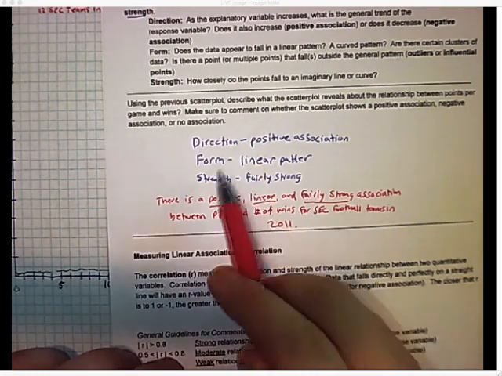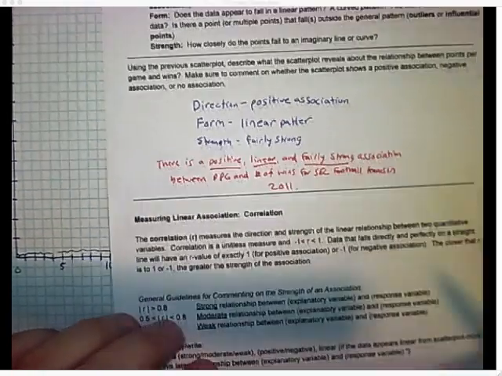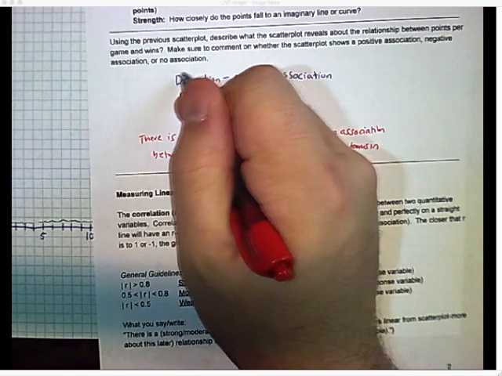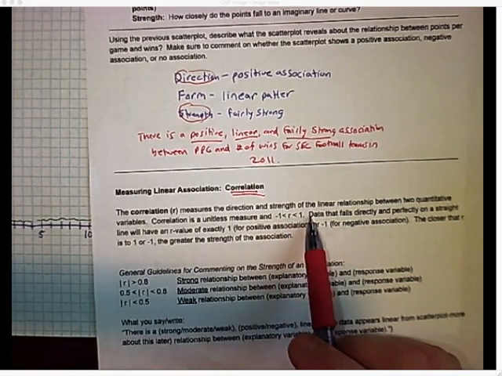Now, there's actually a numerical way that we can measure the strength. What that's called is correlation. It says the correlation R measures the direction and the strength. So it actually does two things. It measures strength and it also gives us a direction. Correlation is a unitless measure, so it doesn't have a unit at the end. There's no units like feet or anything like that. And a correlation value is always between -1 and 1.